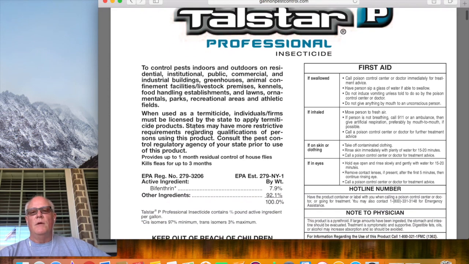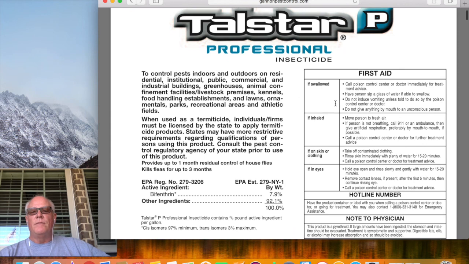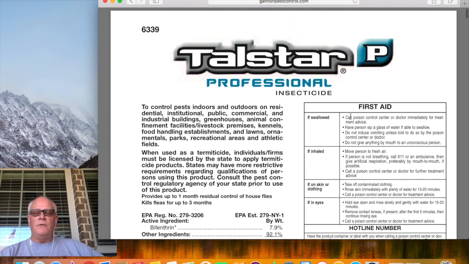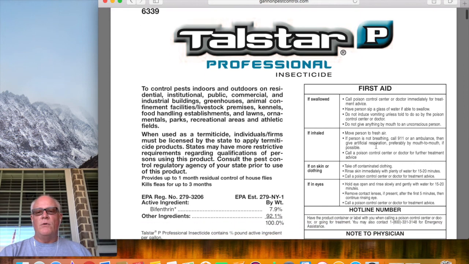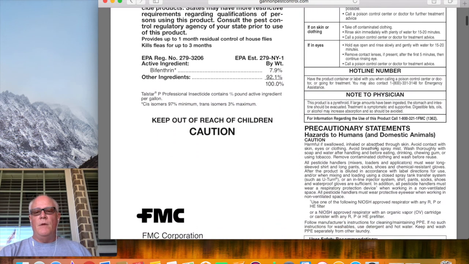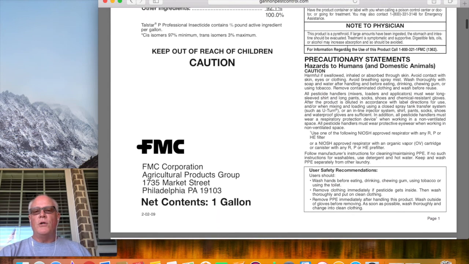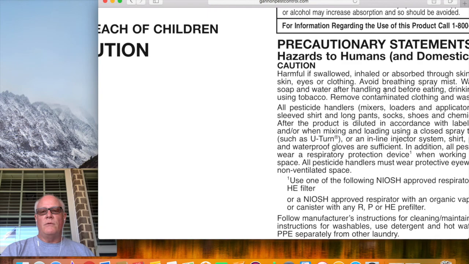So, if we take a look at this pesticide label, this is the front page of the label. And on this page, there's a lot of information that we've been talking about. But right now, what we want to do is look down here over to the right. And down here in this precautionary statement, let's zoom in on this.